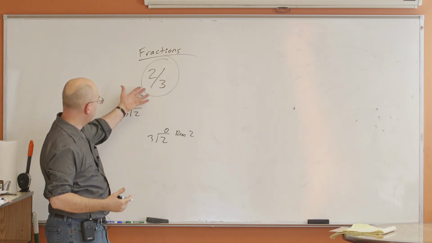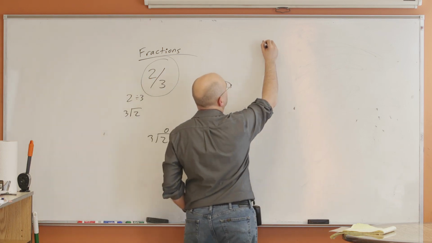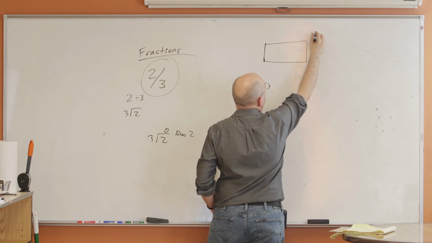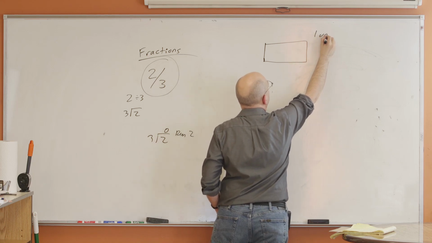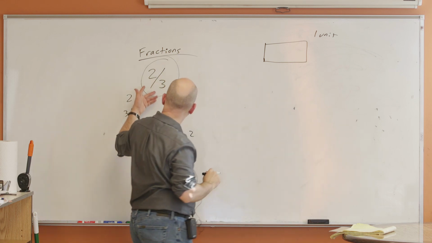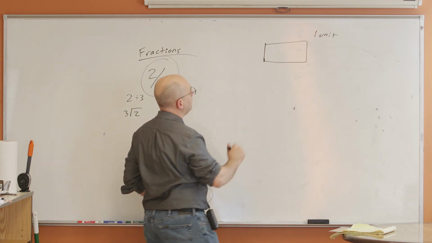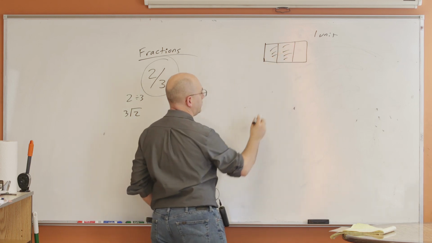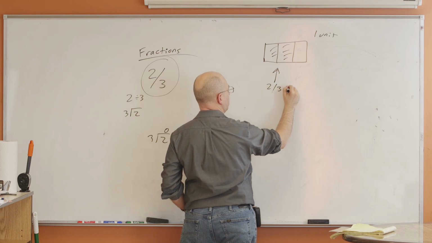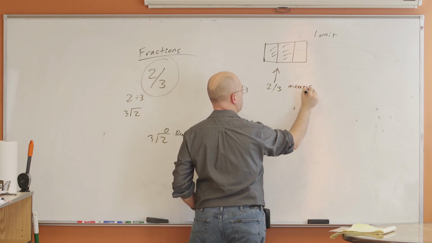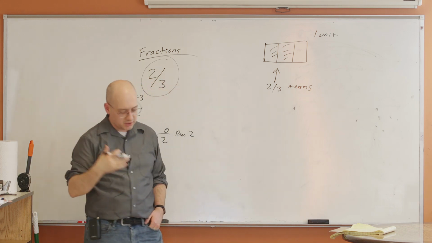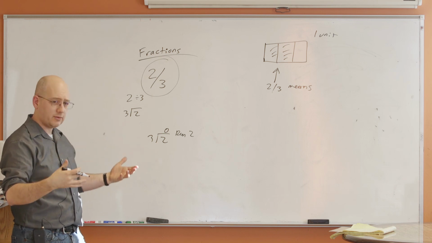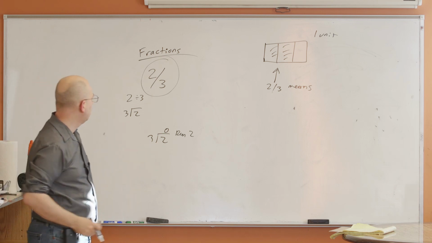So to make sense out of what this means, you can think of this as sort of 1 unit, if you will. And then 2/3 means divide this thing up into 3. And that's sort of what 2/3 means. So in your mind, you have something that's 1, and you're dividing it into thirds, and you're taking two of those things.